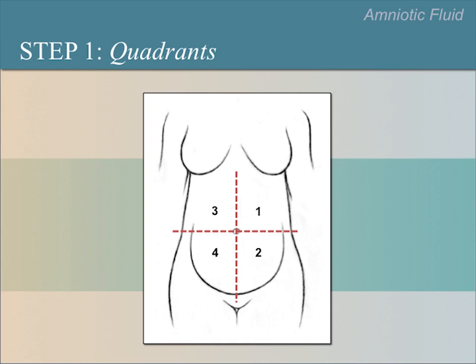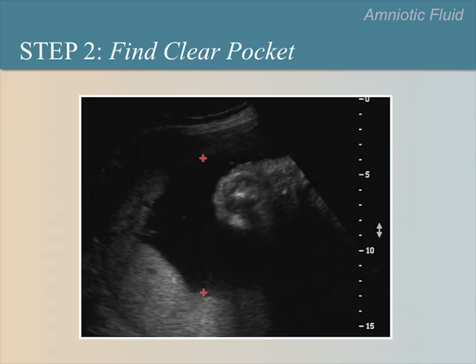The first step in measuring the AFI is to visually divide the uterus into 4 quadrants in your mind. Next, identify the deepest pocket of fluid in each quadrant that does not contain cord or fetal parts. This should be a solid black area on ultrasound. Notice that if we connect the calipers with a line, the line is straight up and down or vertical.